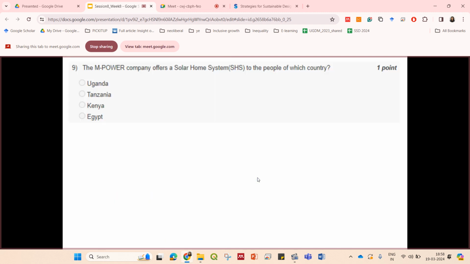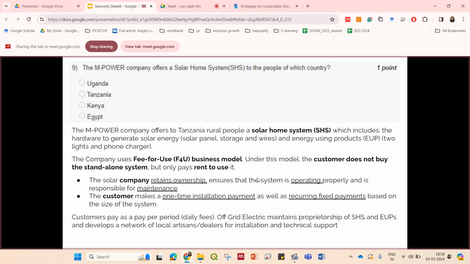Moving on to the next question, which is: the M Power Company offers a solar home system or SHS to the people of which country? And you have options: Uganda, Tanzania, Kenya, and Egypt. So the Empower Company offers Tanzania's rural people a solar home system, which includes the hardware to generate the solar energy and the energy using products. So the products which can use the energy that is being generated by this kind of solar home system.